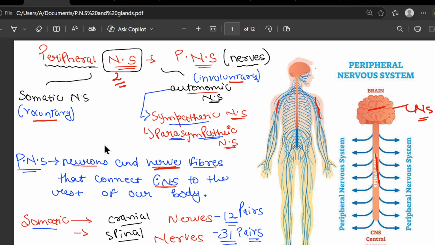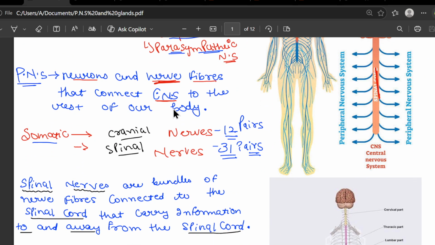And further, autonomic is divided into two parts, sympathetic and parasympathetic. You have two parts of autonomic. Autonomic is found in the peripheral nervous system, and then it has another part which is somatic, and it has just the basic nerves, cranial and spinal nerves. But apart from that, you don't have to remember anything.